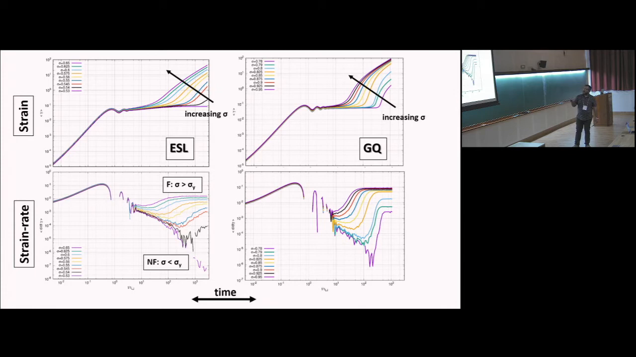We can see that for different imposed stresses, we have a similar behavior to that seen in the experiments. With increasing stress, the time scale of fluidization decreases. This is for one particular stress, the ESL1 and the GQ1. We kept the HTL1 apart for this particular study. The ESL and the GQ have a different onset point, and we see similar behavior from the strain rate as well. One interesting thing is that this point and this point, the outburst of the stress and the onset of shear, are different.